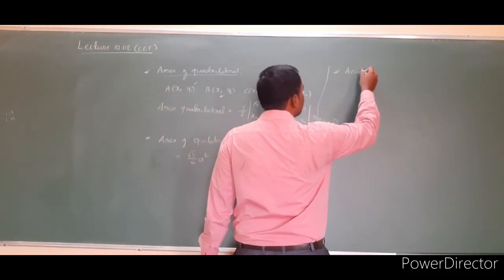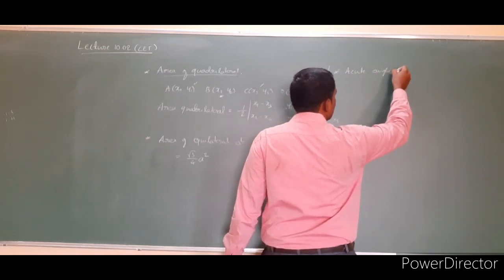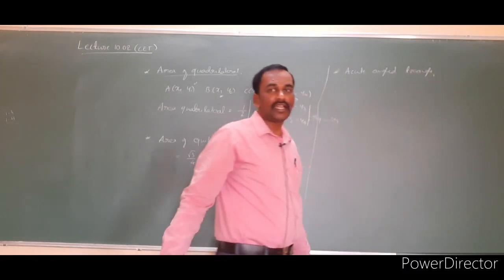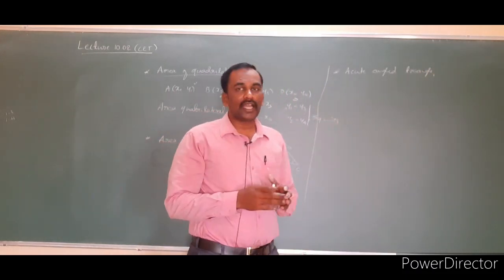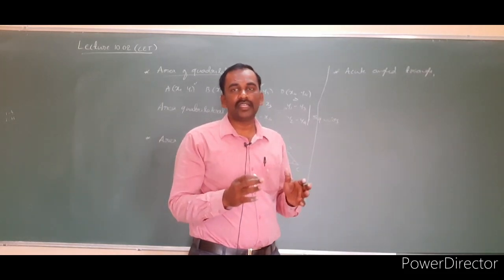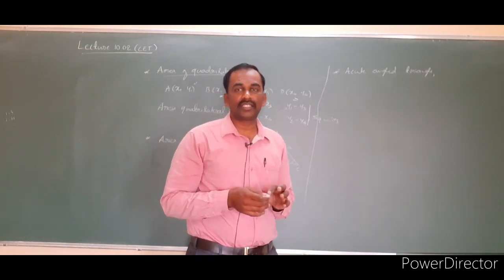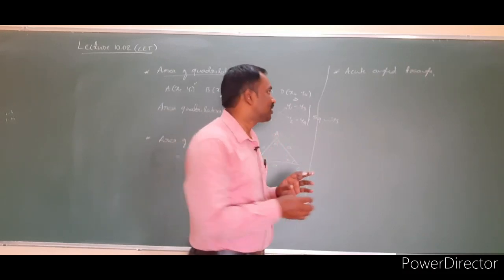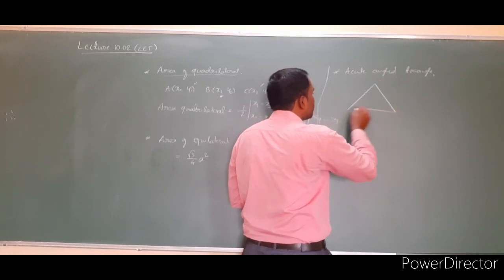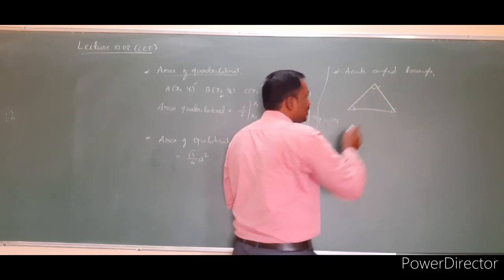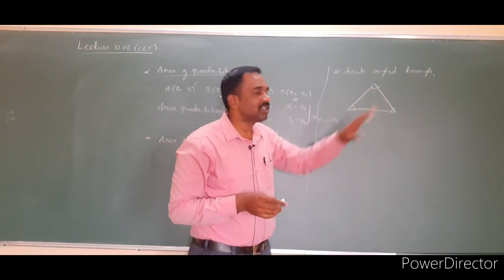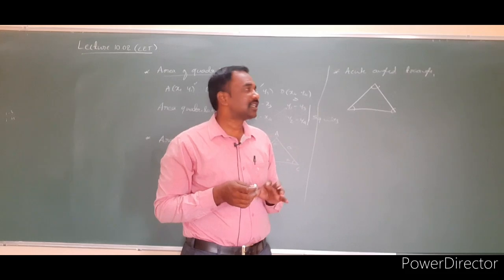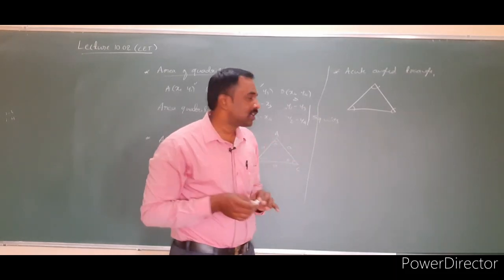The next point is the acute angled triangle. What is an acute angled triangle? An acute angled triangle means all three angles of the triangle are less than 90 degrees. The triangle has three sides and three angles, and if all these three angles are less than 90 degrees, between 0 and 90 degrees, then we can say that triangle is an acute angled triangle.